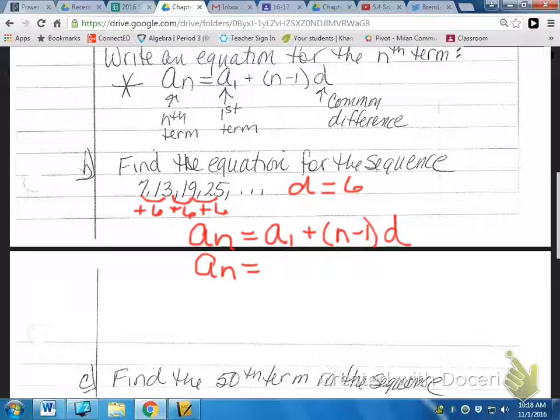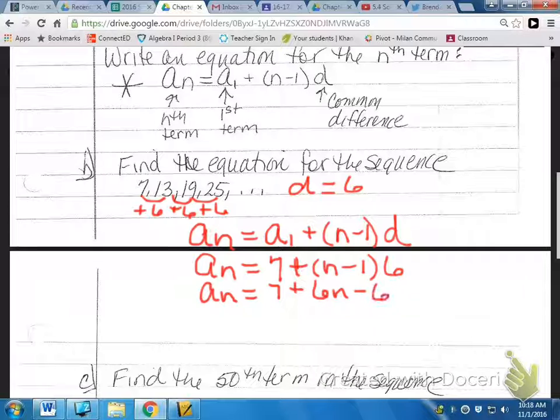What's the first term in the sequence? 7 goes in for A sub 1. We're going to leave n minus 1 because they've not told us a specific one yet. And what's the common difference? 6. And then at this point, we're going to clean this up just a little bit. Do you see something we could do? Distributive property, sure. So 7 plus 6n minus 6.